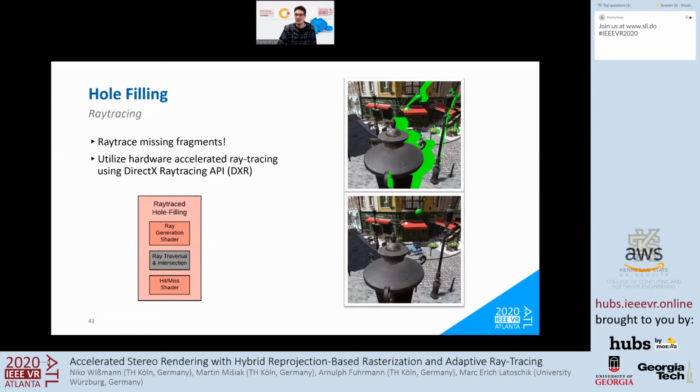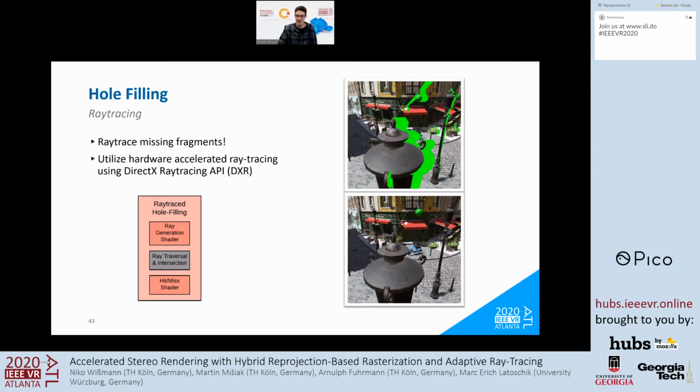To this end, we use an adaptive ray tracing approach implemented using the new DirectX ray tracing API. On supported GPUs, the acceleration structure traversal and the triangle intersection tests can be performed on dedicated hardware and in parallel to rasterization. Implementation-wise, three new shaders are required: a ray generation, closest hit, and a miss shader. The ray generation shader dispatches primary visibility rays for fragments which have been discarded in the previous step.